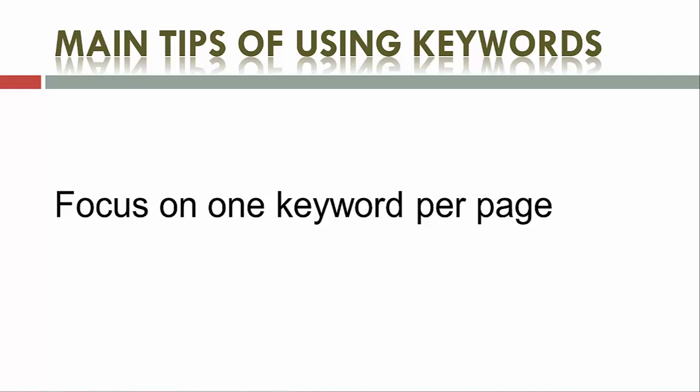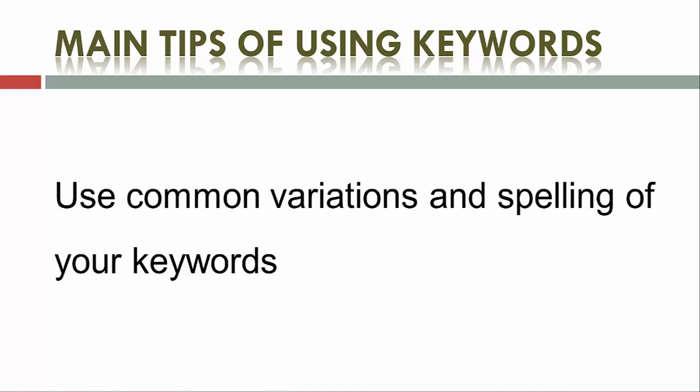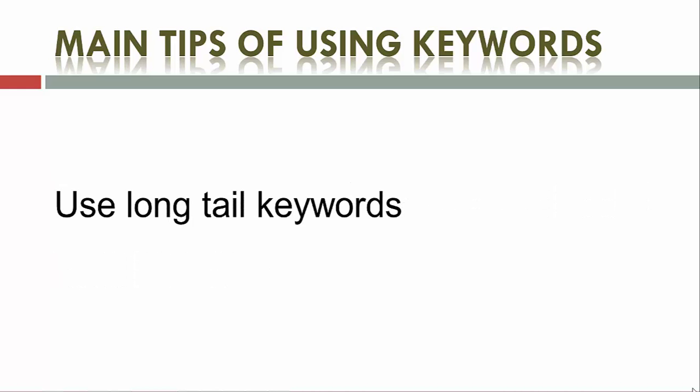Focus on one keyword per page, but if your page ranks for several keywords, it may be an additional signal for Google about your web page quality. Use common variations and spelling of your keywords. If your keywords have common variations and spelling, such as keywords web page and color, use all of them along with your main keyword.